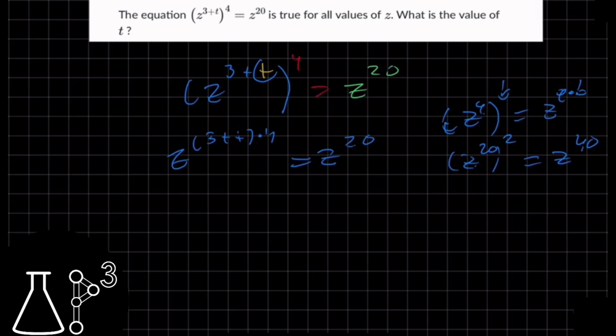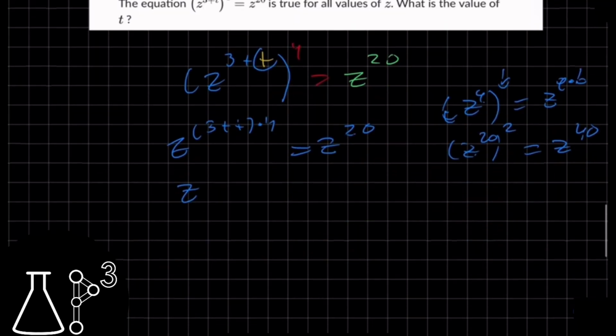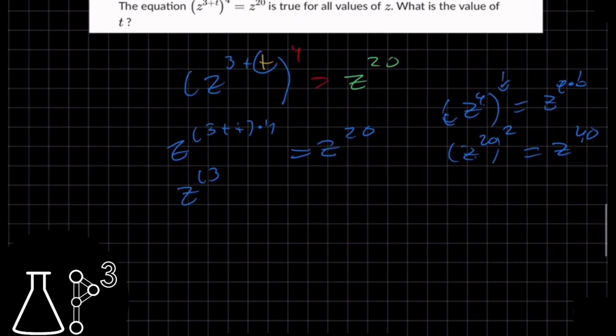So let's just do mental math right now. Let's try each number one at a time. We do 3 plus 1, we get 4, and 4 multiplied by 4 equals 16. So that isn't the answer. However, let's use 2 now for instance. So I would do z to the power of 3 plus 2, which is the t value that we're using in this situation, times 4 equals z over 20.